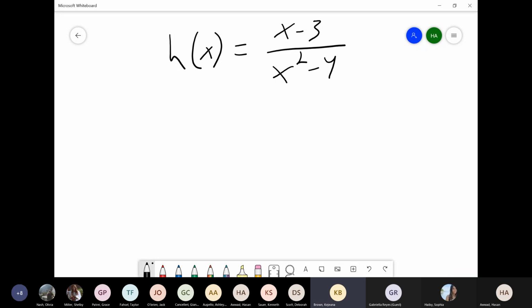Yeah, so when we're talking about domain, there's two restrictions for domain. One of them, I'll give you a hint. Yeah, exactly. Denominator can't be 0. That's our first one. So whenever we have a fraction, our denominator can't be 0. If it could possibly be 0, we have to figure out where it's 0, and then that's going to be excluded from the domain.